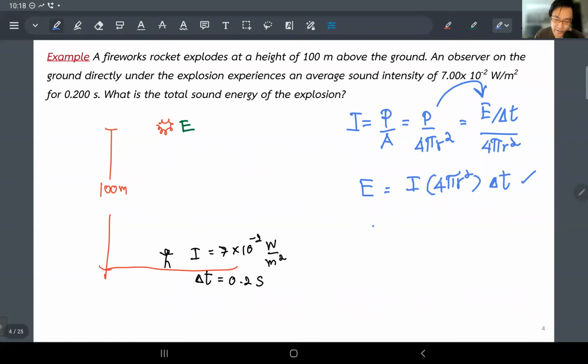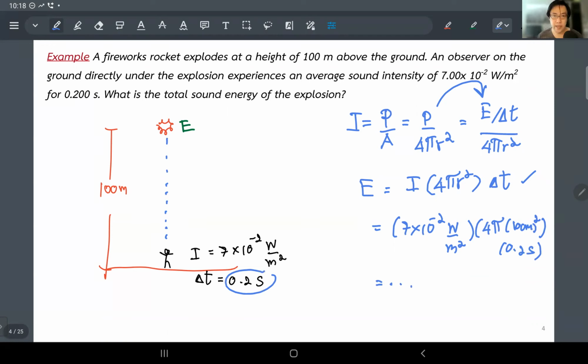Simple enough. Not a lot of mathematics, no confusion whatsoever. All you need to do is plug in the numbers. Intensity is already in the SI system, watts per square meter, perfect. 4 pi, and the distance from that source to the observer is 100 meters, so put it there and square that. Then multiply by the time, which is already in seconds. Just put it there.